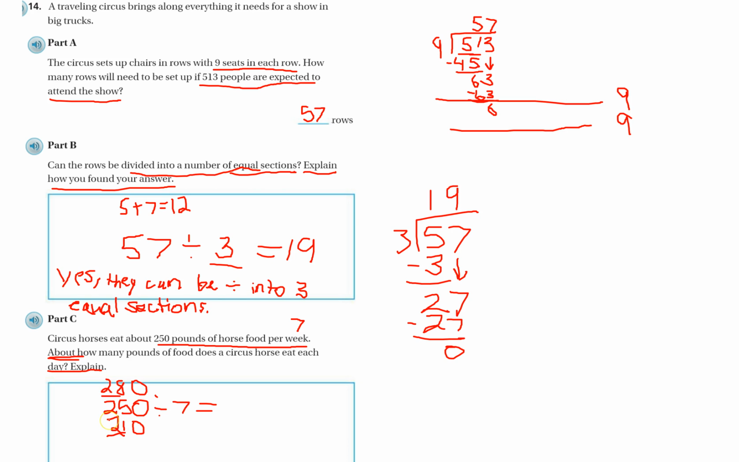Now let's ask ourselves which one would be a better estimate. Well, 21 is 4 away from 25 and 28 is 3 away. So this would be a better estimate. 7 goes into 28 4 times. Add my 0. So about how many pounds? About 40 pounds each day.